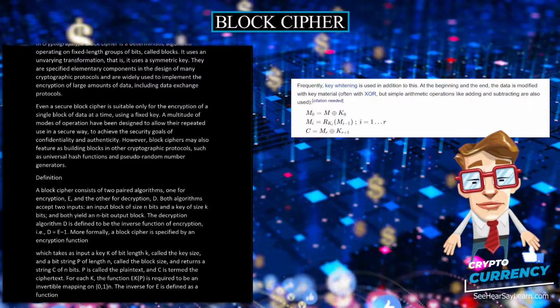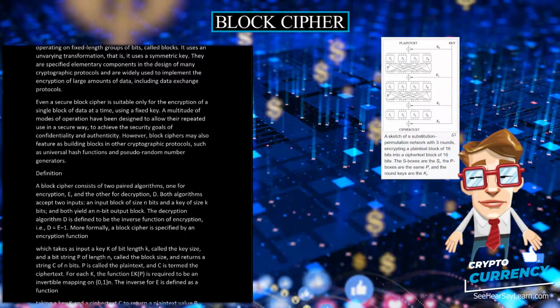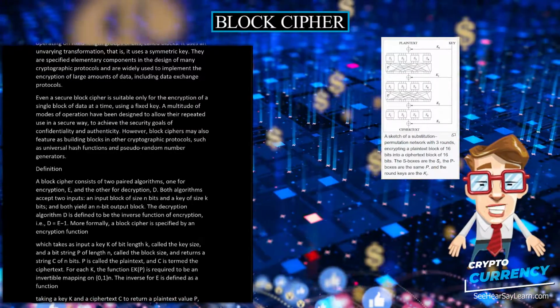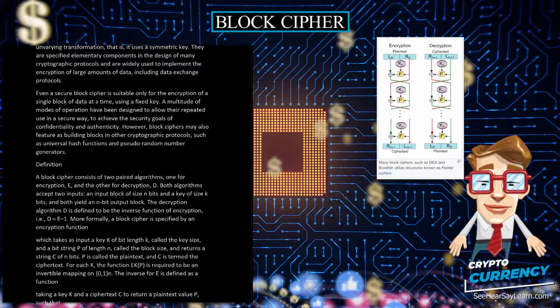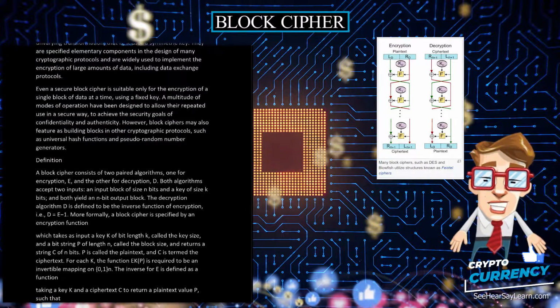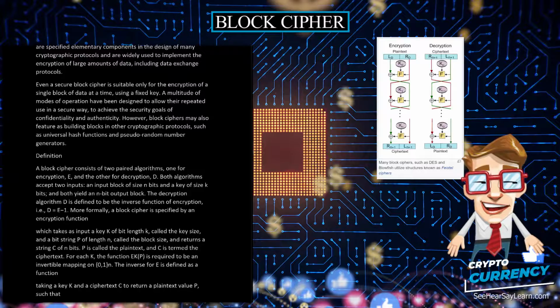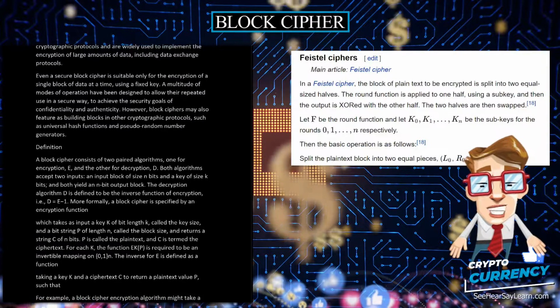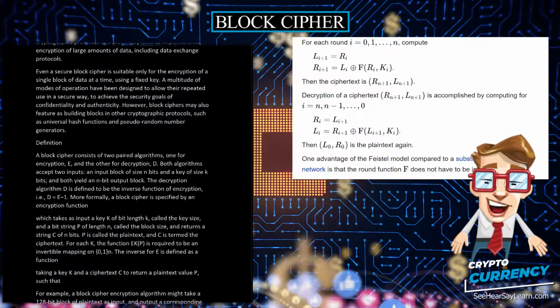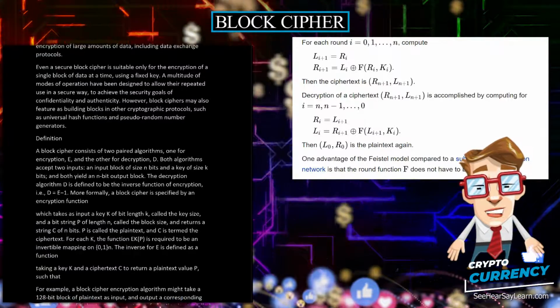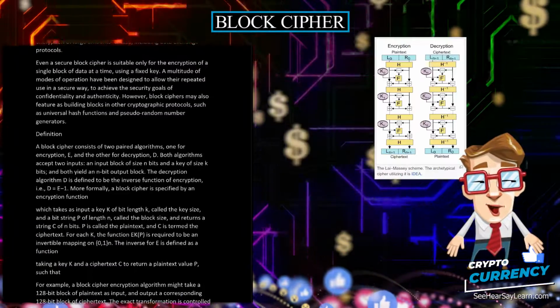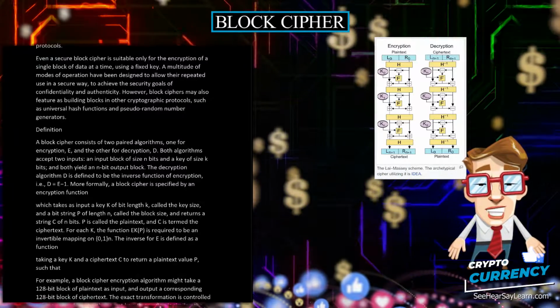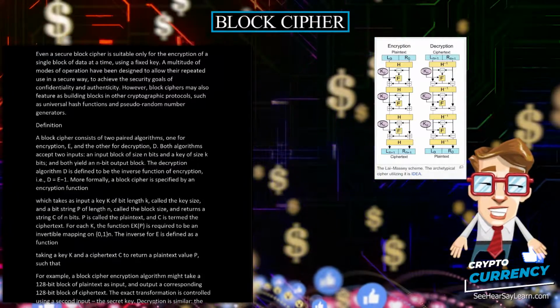Even a secure block cipher is suitable only for the encryption of a single block of data at a time, using a fixed key. A multitude of modes of operation have been designed to allow their repeated use in a secure way, to achieve the security goals of confidentiality and authenticity. However, block ciphers may also feature as building blocks in other cryptographic protocols, such as universal hash functions and pseudo-random number generators.